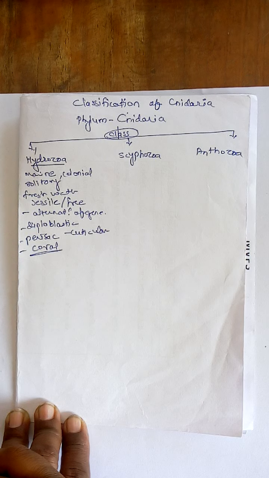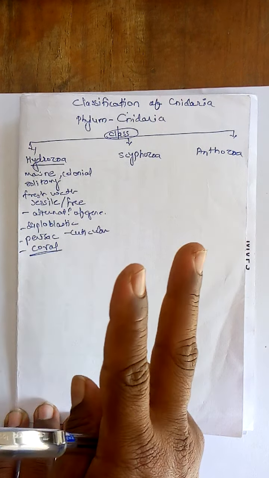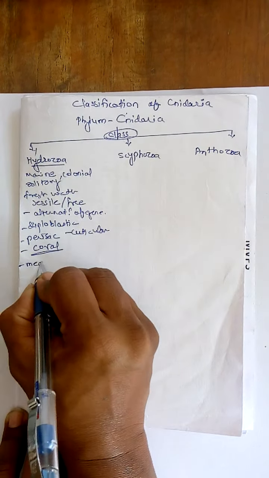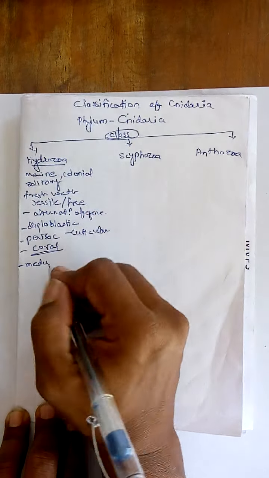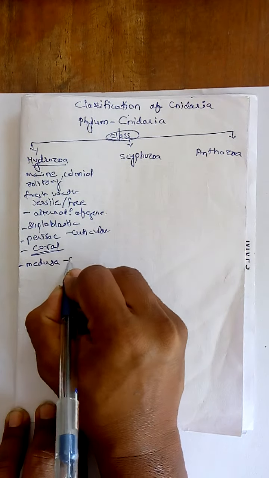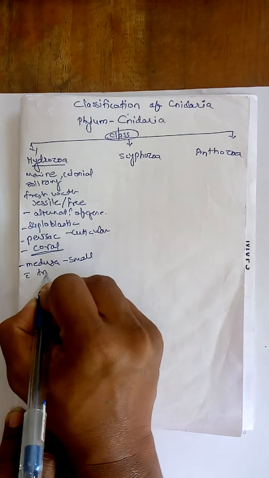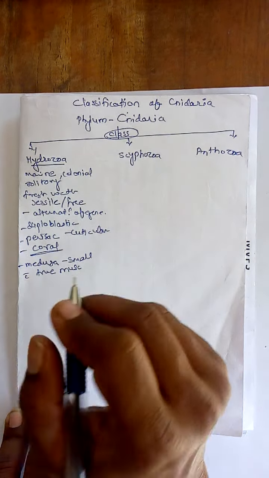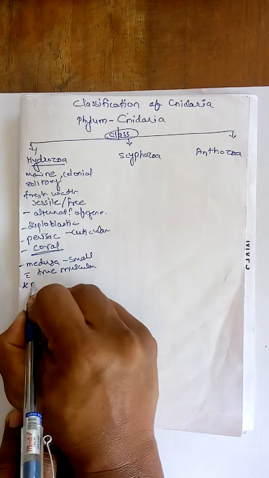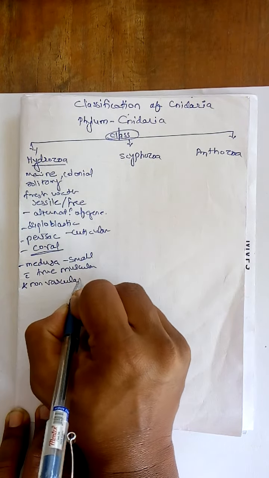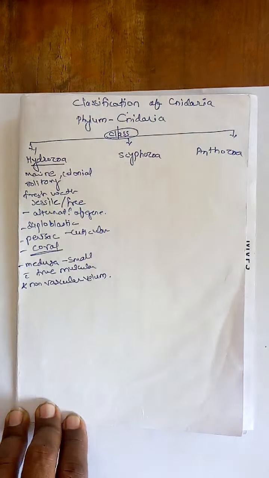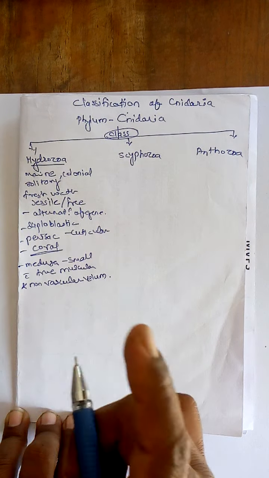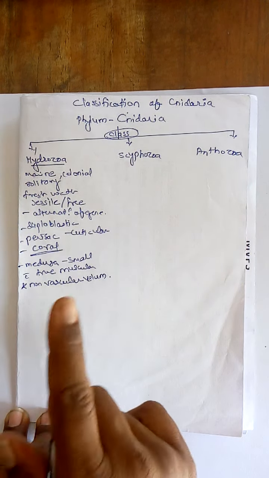Then the medusa. We already said that two different forms are present, and the medusa is one of them. In the class Hydrozoa, the medusa is small and has a true muscular and non-vascular velum. Then the gastrovascular cavity is very simple.